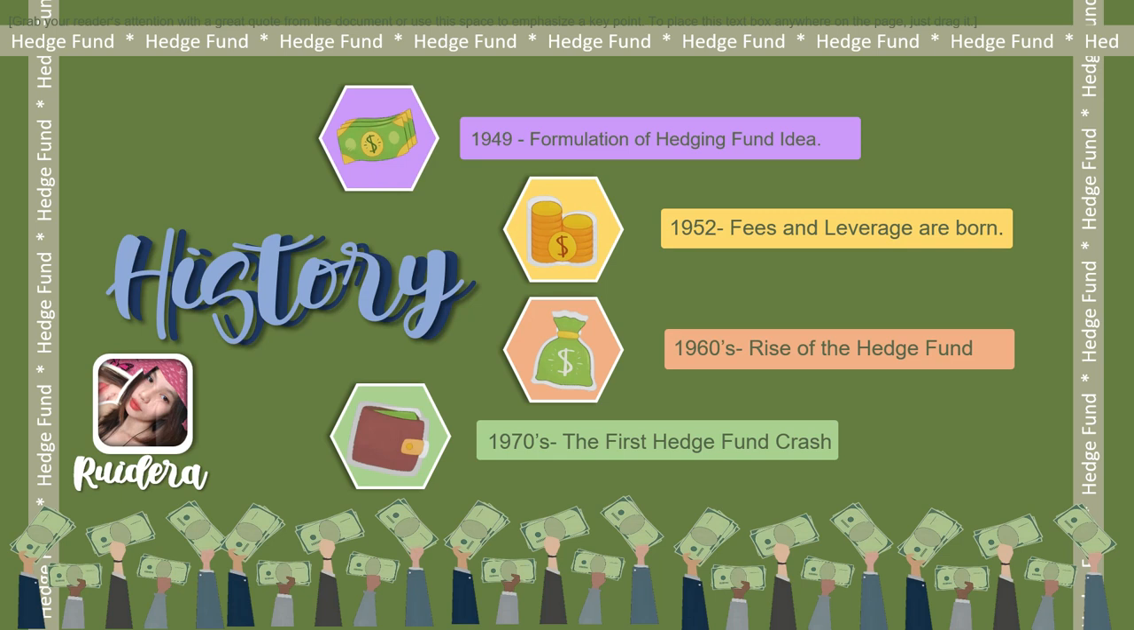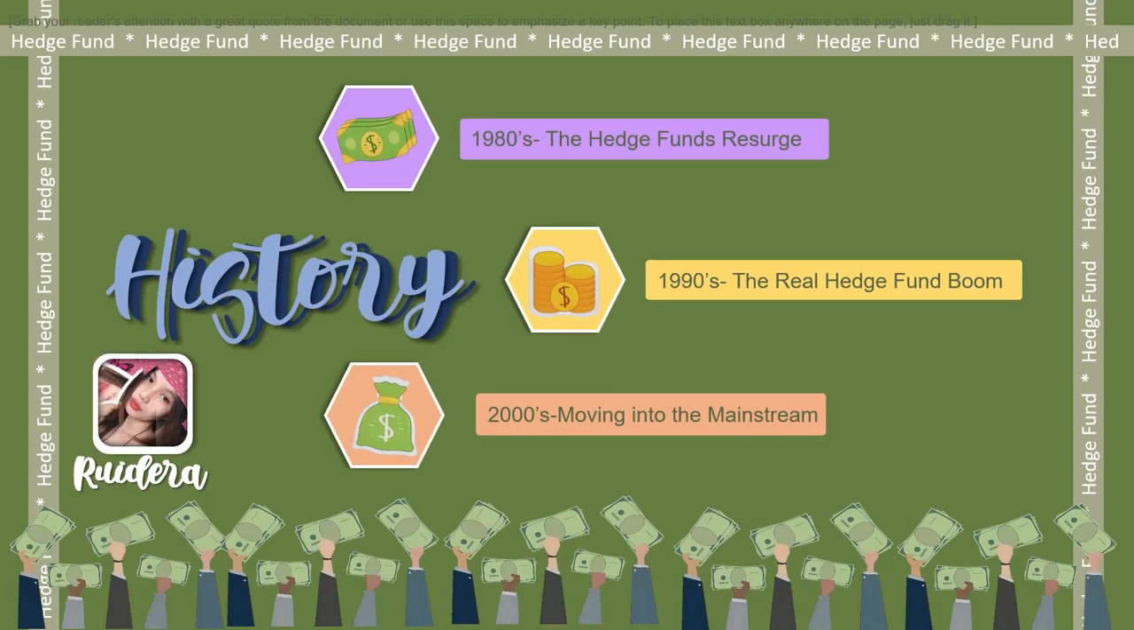In the 1970s, this is what we call the first hedge fund crash. The market crashed in 1973 to 1974, which resulted in many hedge fund closures as the industry struggled against market risks. Jones' fund itself lost over 10%.